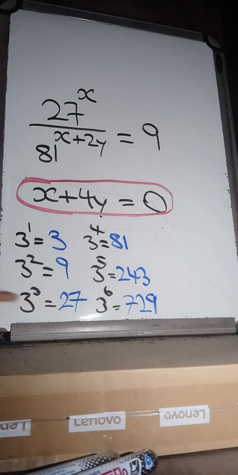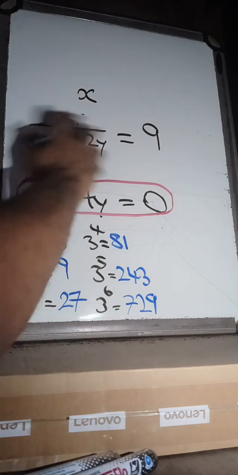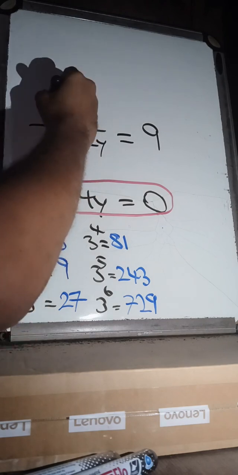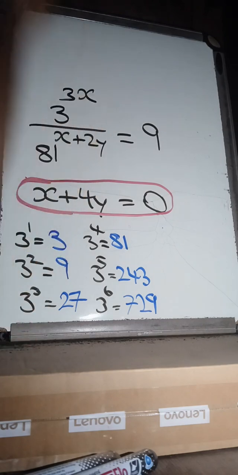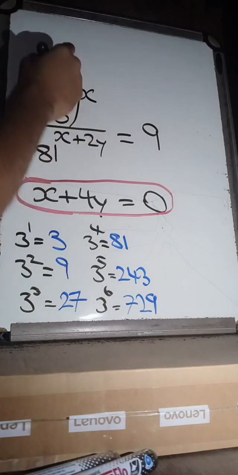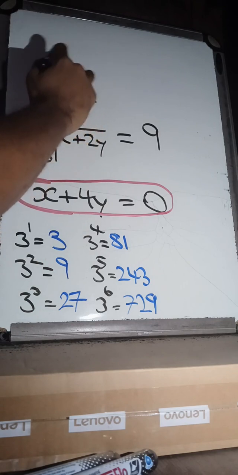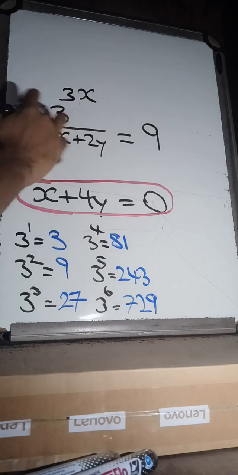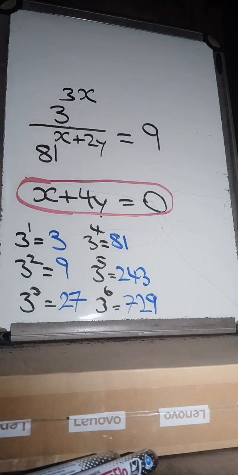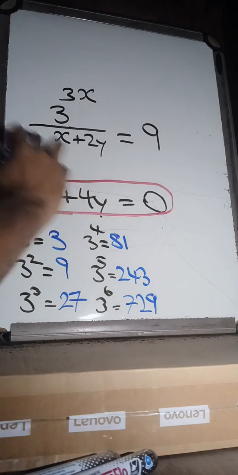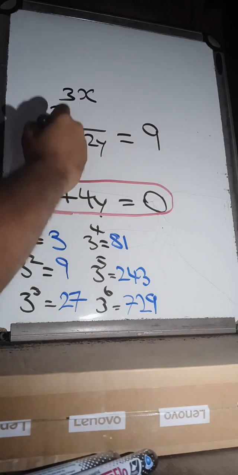But let's simplify some of it. If 27 is 3 to the 3, let's just change that to 3 to the 3x, right? Because even if you did this, 3 times x, you're gonna get 3x anyway. So therefore, 27 raised to the x is 3 to the 3x. Now, what about this? We have to be careful with this. 81 is the same as what? 3 to the 4. So this becomes 3 to the 4.